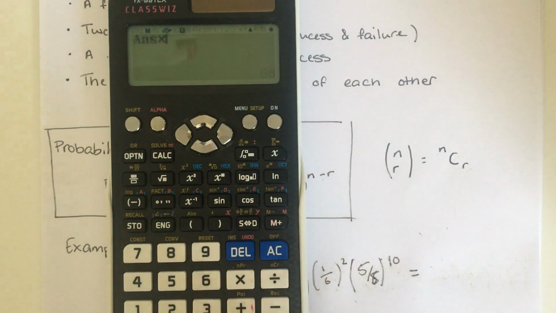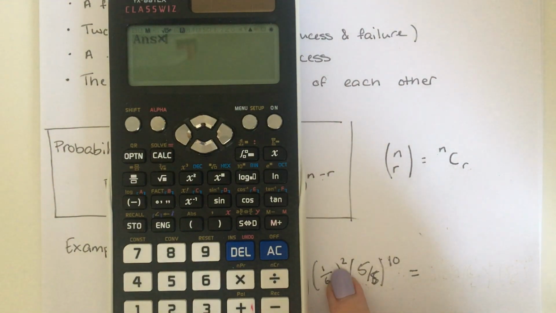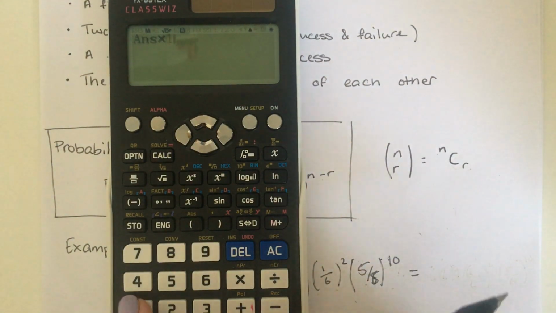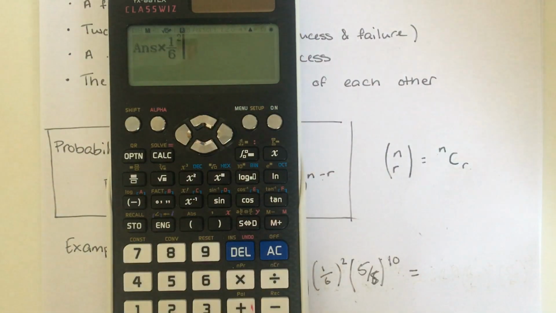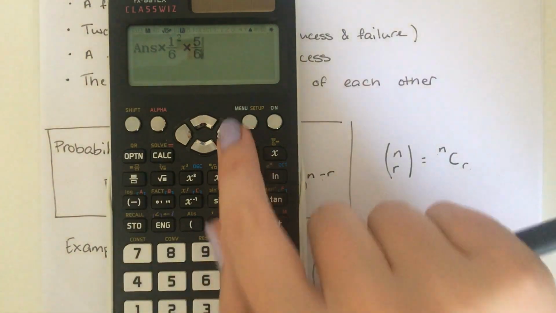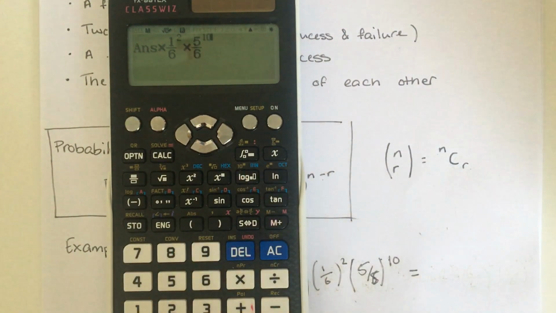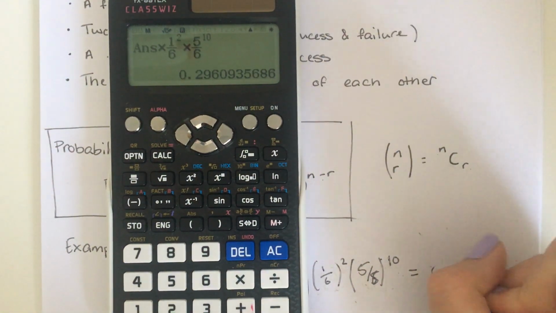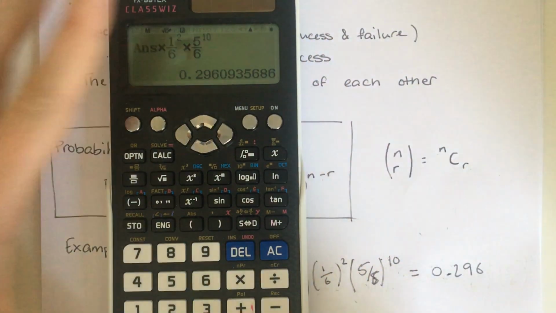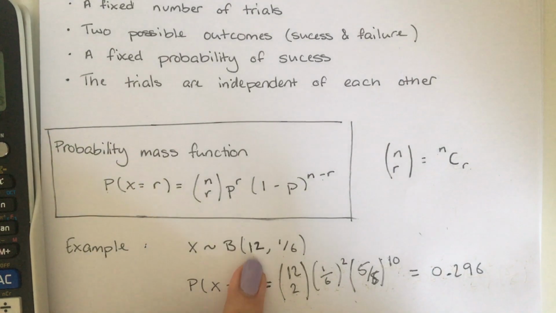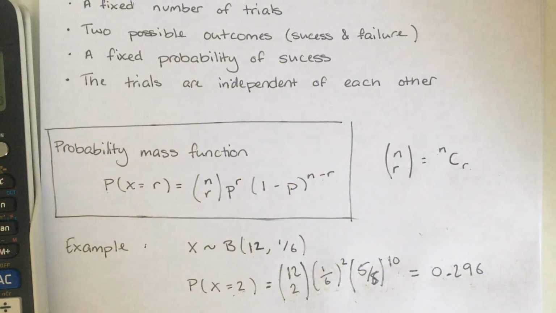And then I need to multiply that by 1 over 6 to the power of 2, and then multiply again by 5 over 6 to the power of 10. And then my answer is 0.296. So this is the probability that I would have 2 successful trials when I run the trial 12 times.